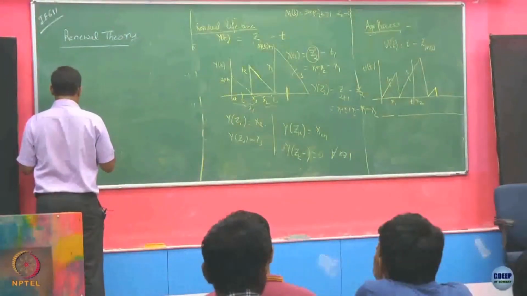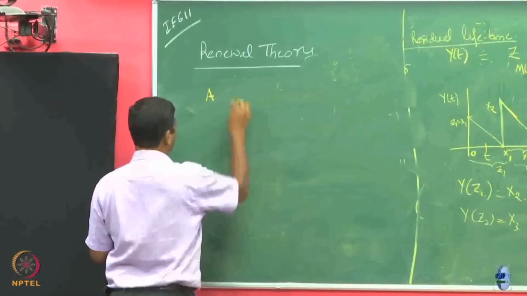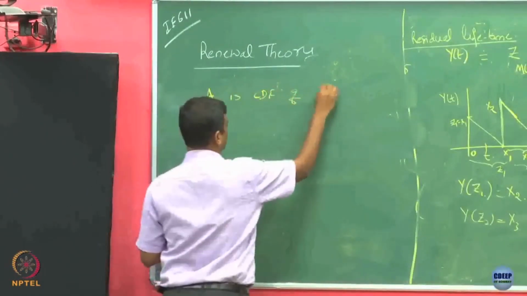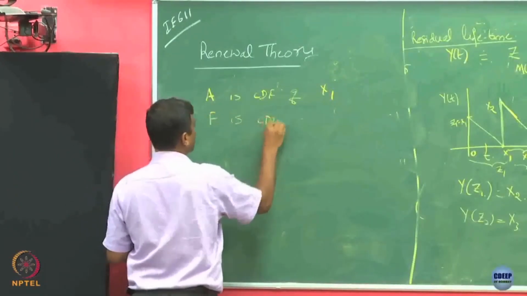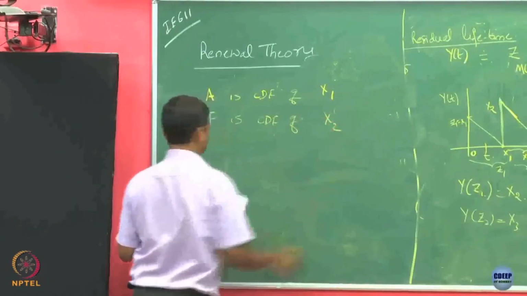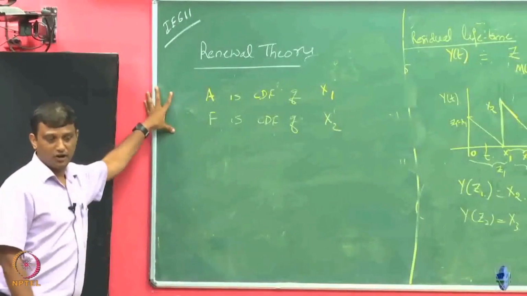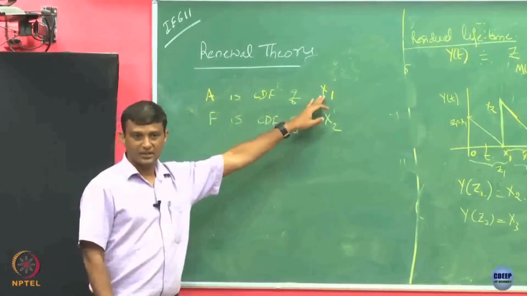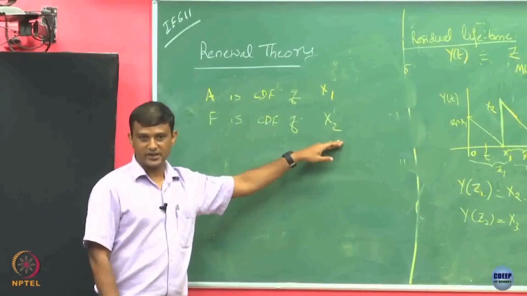Suppose A is the CDF of X1 and F is the CDF of X2. If I give these two CDFs, is it enough to characterize my renewal process, right? The first cycle is distributed as X1 and the subsequent ones are distributed as per X2.